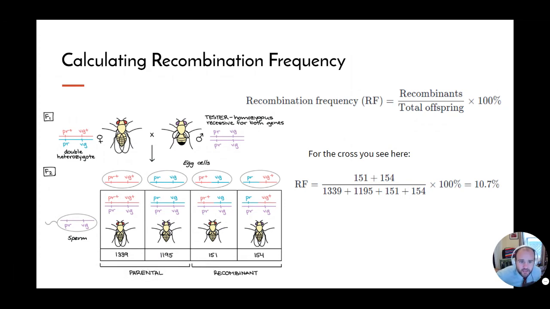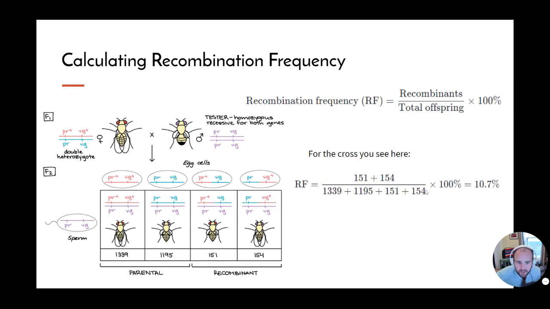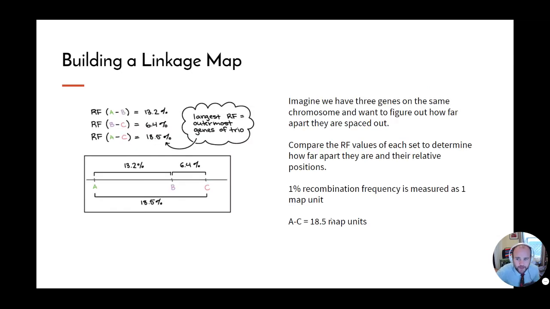And so what we're going to do is take all the recombinants in the offspring generation and then divide that by all the offspring in total. That's going to give us a decimal, multiply that by 100, and that's going to give us a percentage. So what can we do with that?